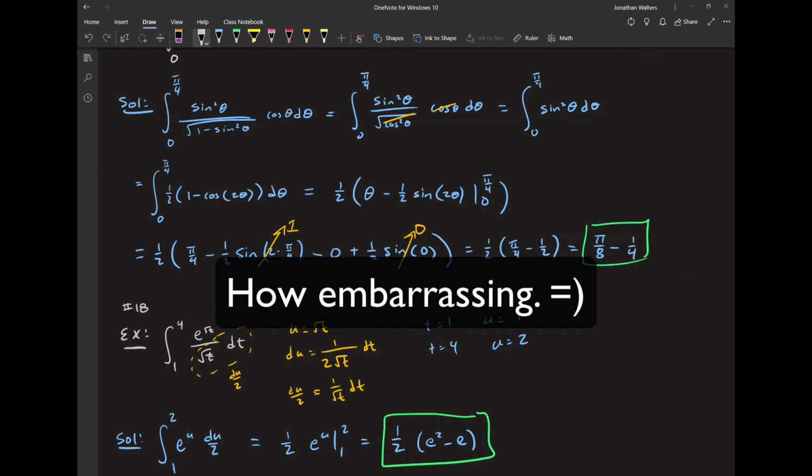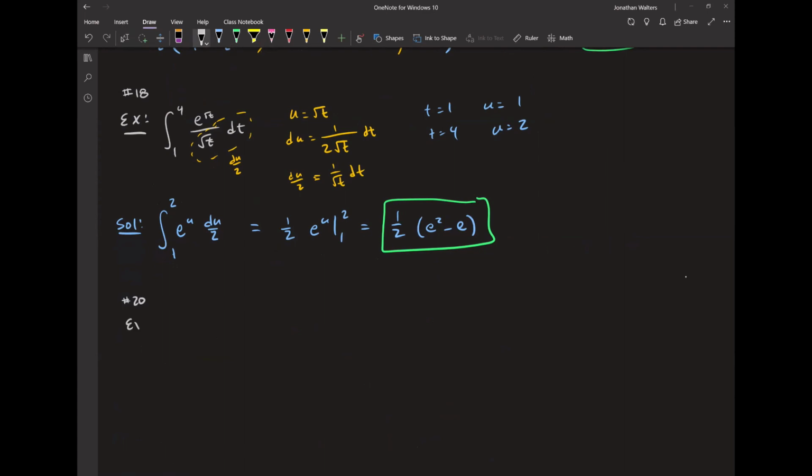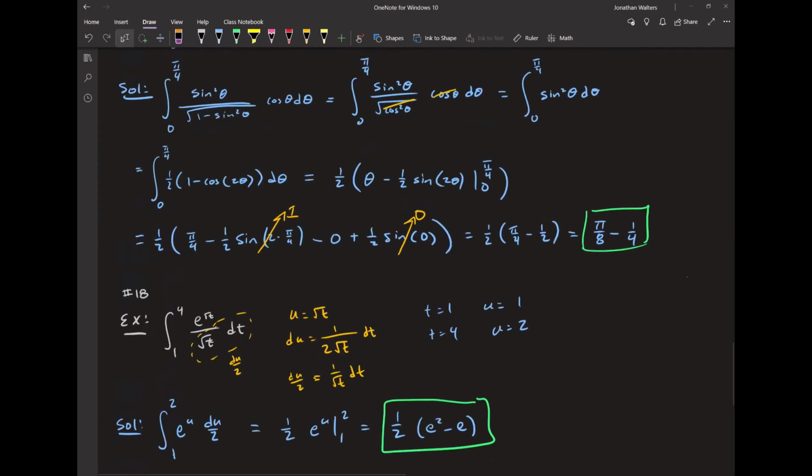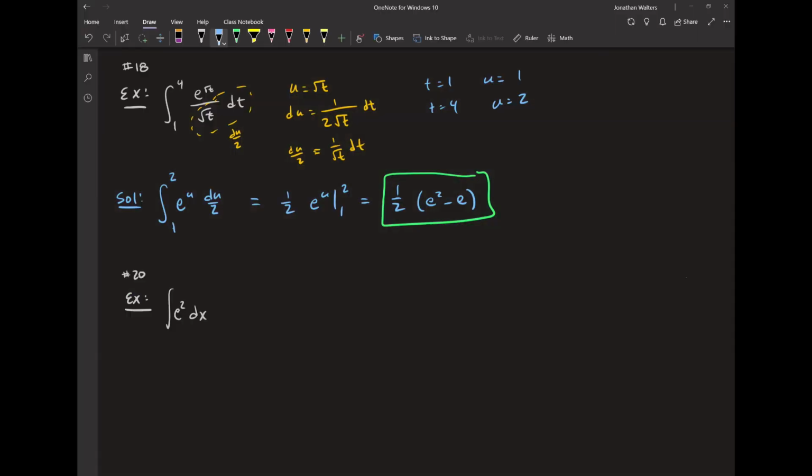Cool. Next one, number 20. There's something in the chat. Scroll up. Yes, sorry. Is that good? Number 20 says find the integral of e squared dx. Integral of e squared dx. What do you think? What's the integral? E squared dx. E squared x plus c, that's right.